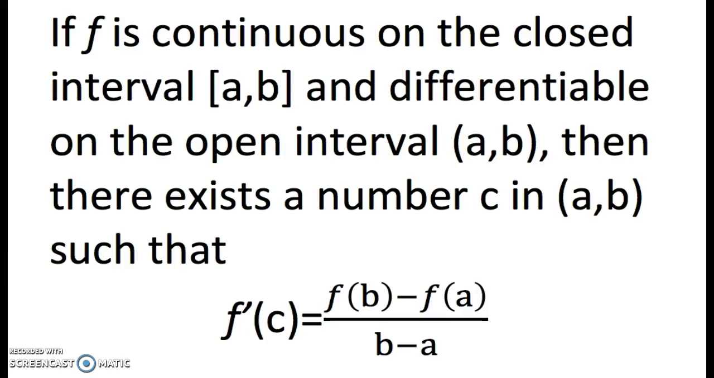Okay, so today we're going to talk about the mean value theorem, or MVT. The mean value theorem says that if f is continuous on the closed interval [a, b], meaning there's no hole or jump, and differentiable on the open interval (a, b), meaning there's a slope, then there exists a number c in (a, b) such that the derivative at c, f prime of c, is equal to f of b minus f of a over b minus a.